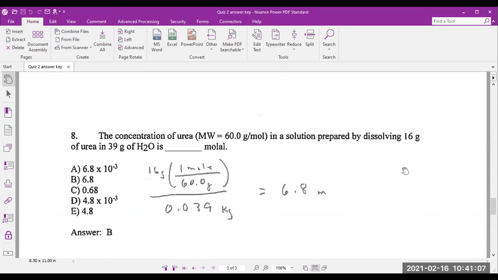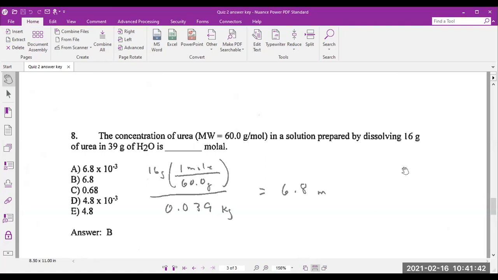Number 8, we're told the molecular weight of urea is 60 grams per mole. In a solution prepared by dissolving 16 grams of urea in 39 grams of water, what is the molality? Remember, molality is the small m, and the units are moles of solute per kilogram of solvent. In this case, the solute is the urea, the solvent is water.